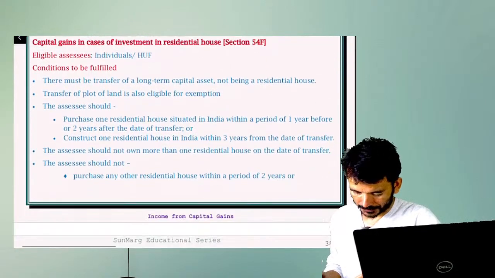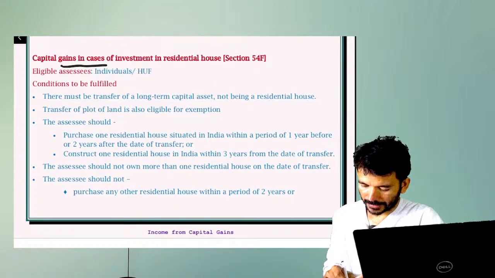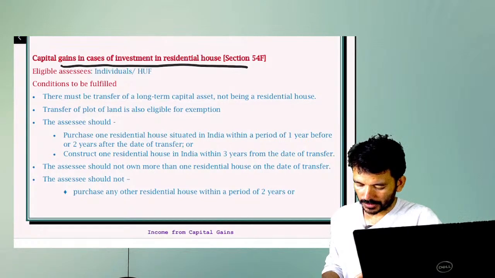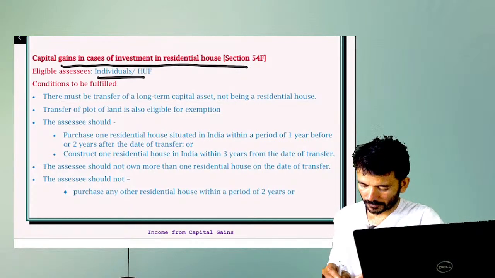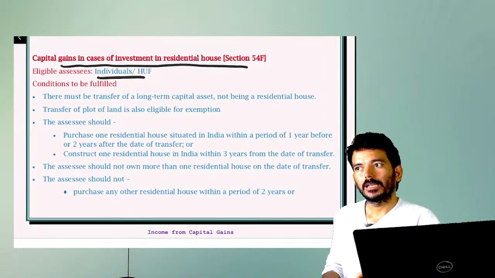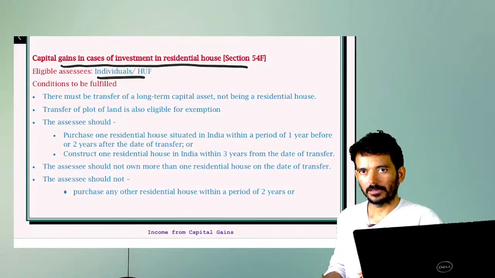Questions, I'm not solving it. Capital gain in case of investments in a residential house. So section 54 is selling a residential house and purchasing another residential house.